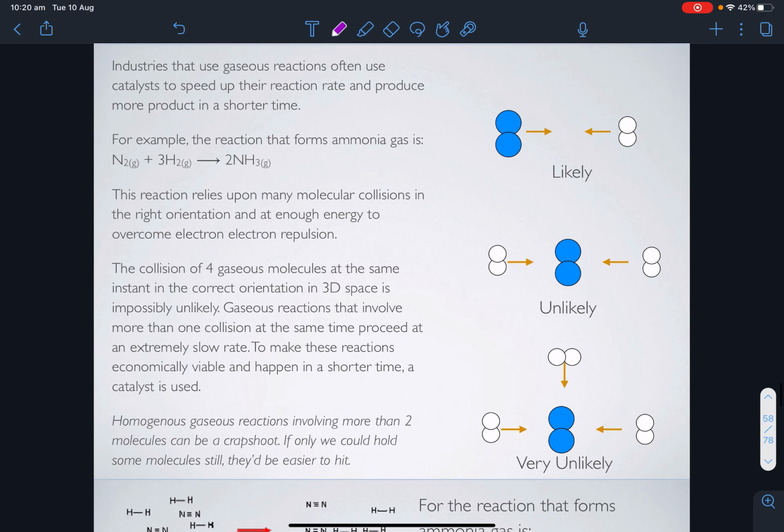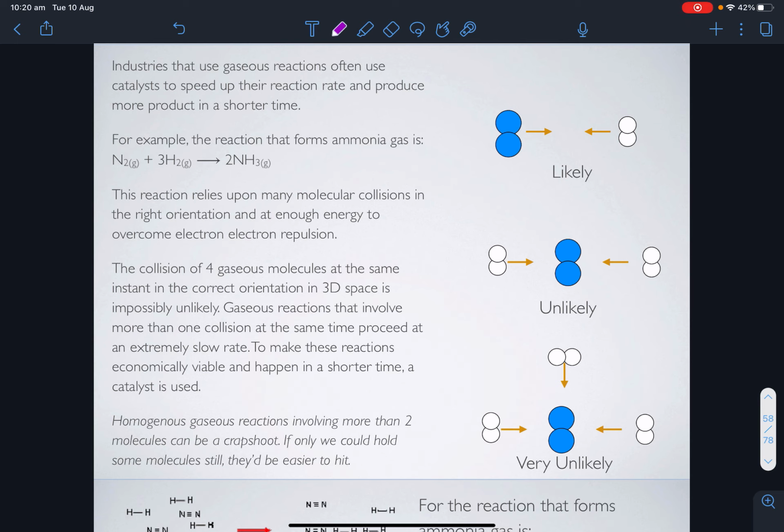Okay, why are catalysts used? Let's talk about that. Industries that use gaseous reactions often use catalysts to speed up the reaction rate and produce more product in a shorter amount of time. Overall, if you had infinite time, they'd reach the same point.